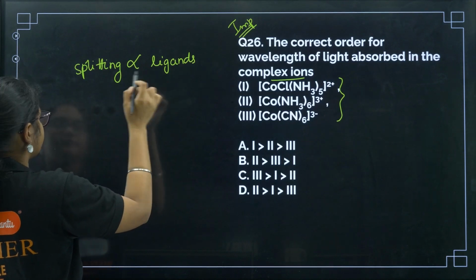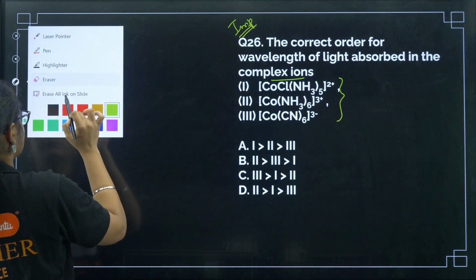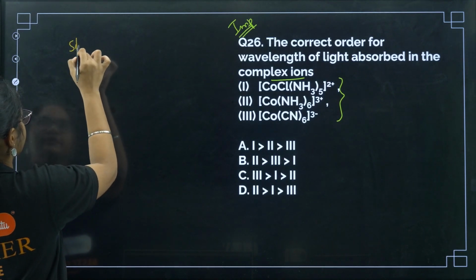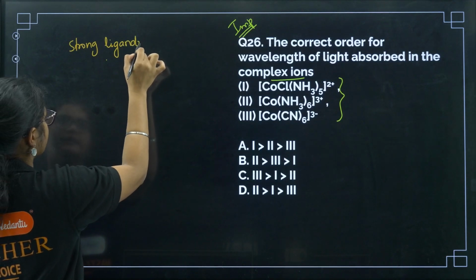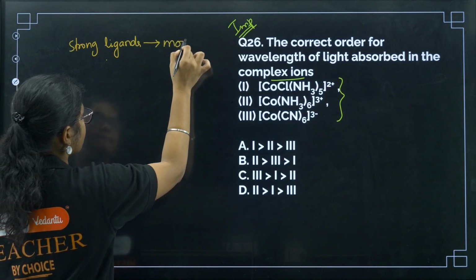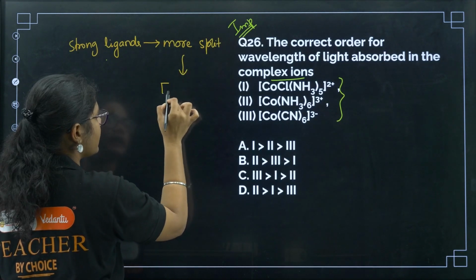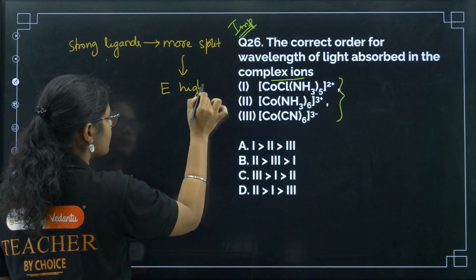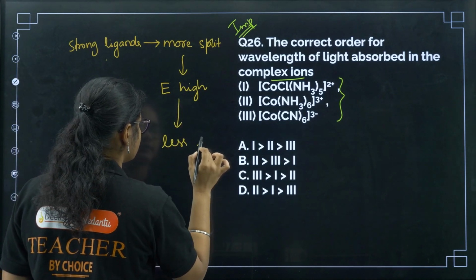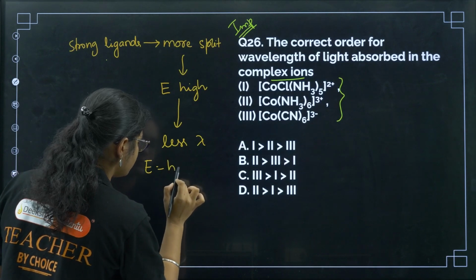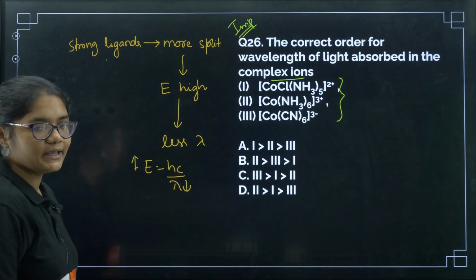Okay, now I'll write like this. See, if we have strong ligands, then what will happen? There will be more splitting. Okay, if there is more splitting, energy will be high. High energy means there will be less wavelength. Why? The reason is E is equal to hc by lambda. If energy is high, wavelength will be less.